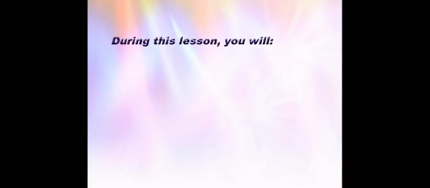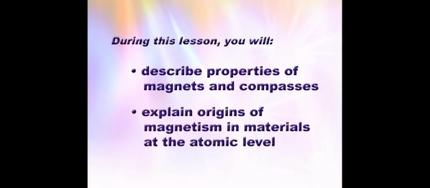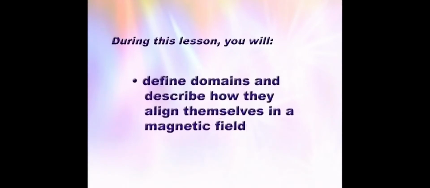During this unit on magnetism and electromagnetism, we will explore magnetic forces, their causes, effects, and their many uses in our lives. During this lesson, you will describe the properties of magnets and compasses and explain the origins of magnetic properties in materials at the atomic level. Finally, you will define domains and describe how they align themselves in a magnetic field.